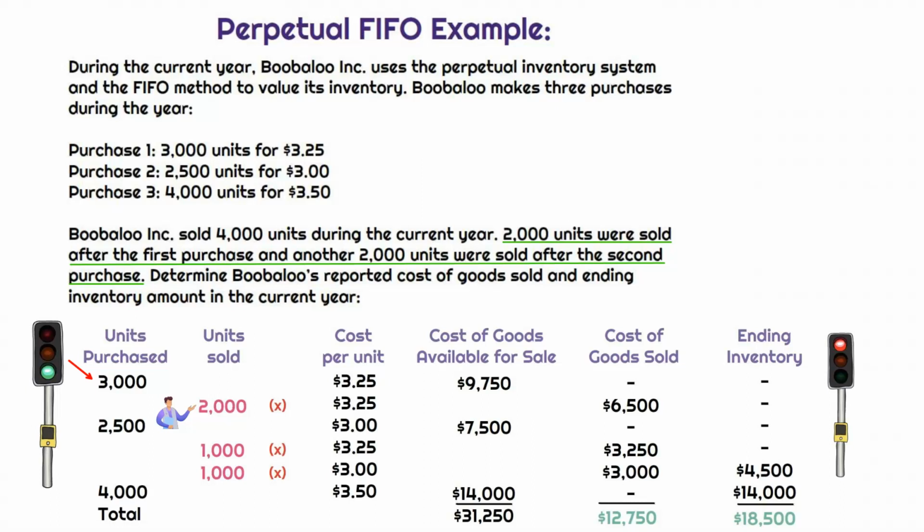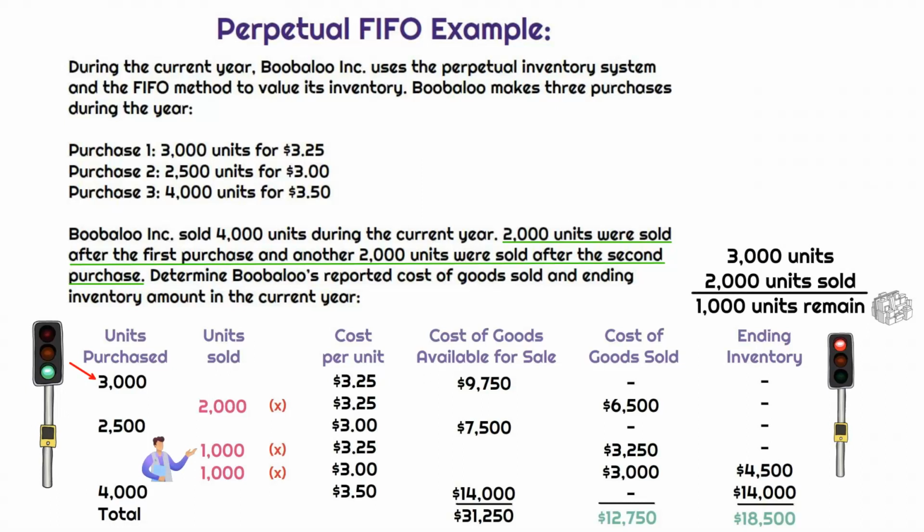So the first cost of goods sold calculation will be 2,000 units, the 2,000 that were sold after the first purchase, at $3.25, which is going to give us $6,500. Now, starting up again, we know that we purchased another 2,500 units. But wait a minute, we sold another 2,000 after the second purchase. So working backwards again, and remember, this is perpetual FIFO, so we're starting all the way back from the first units that came in.